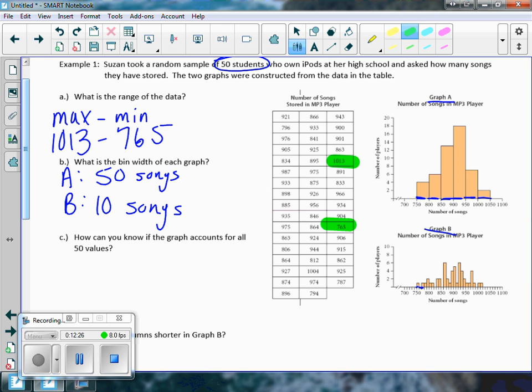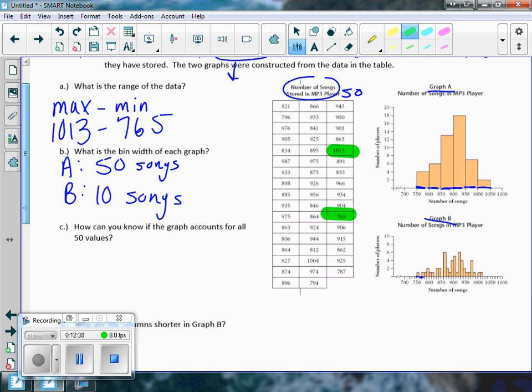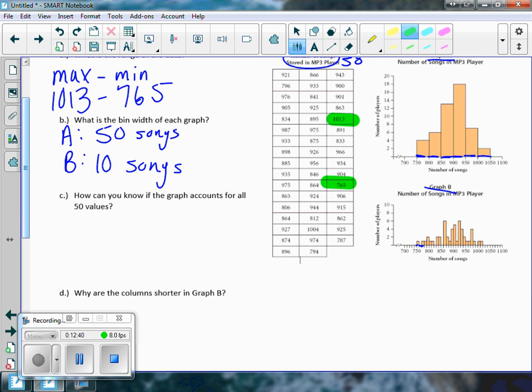We know that Susan surveyed 50 total students overall. You could count to make sure that there are a total of 50 students, but how can you know that the bar graph, or not the bar graph, the histogram, accounts for all 50 values? You would simply sum the bin heights.